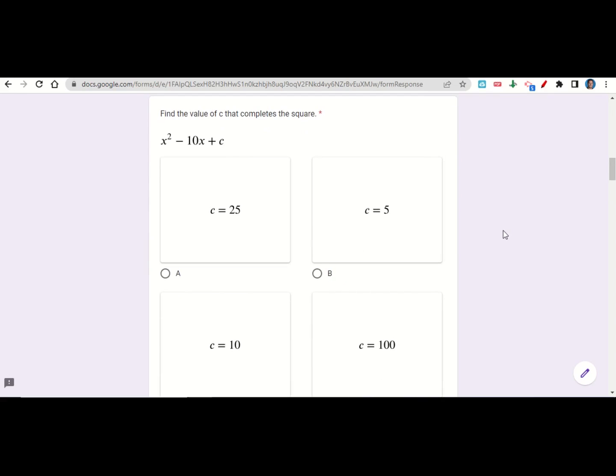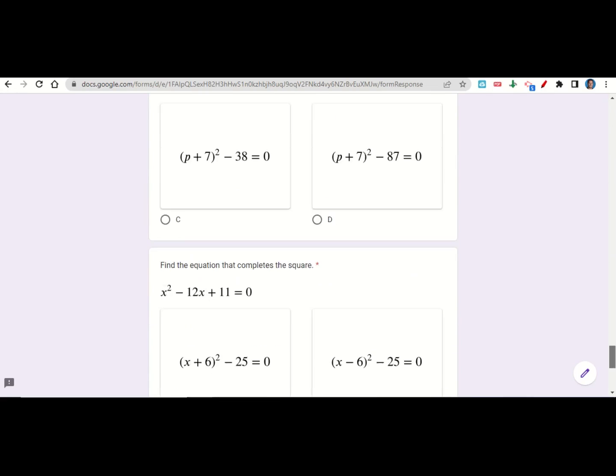x squared minus 10x plus c. Well, we should notice that if we cut this in half, half of negative 10 is negative 5. And then negative 5 squared is positive 25. So that would be our answer. And then we'll continue to answer all of these until we get to the end of the assignment.